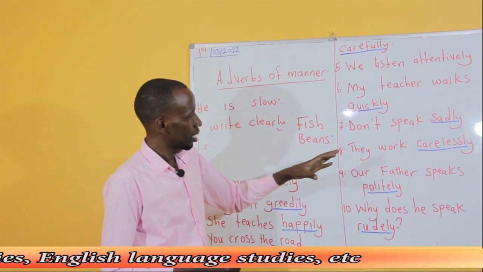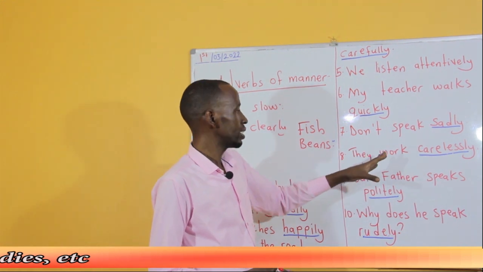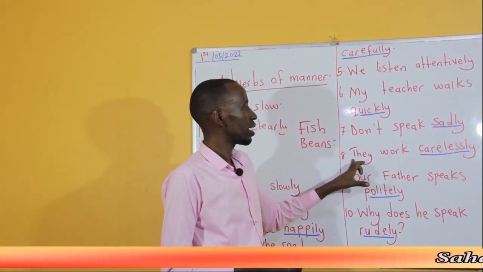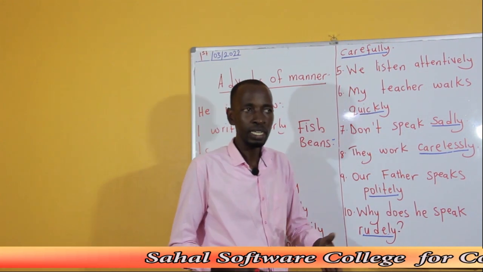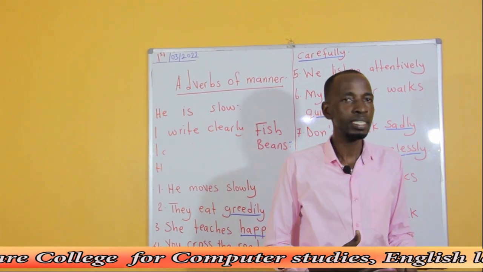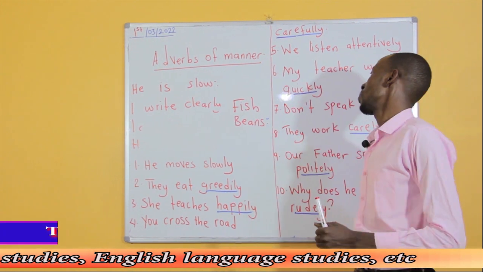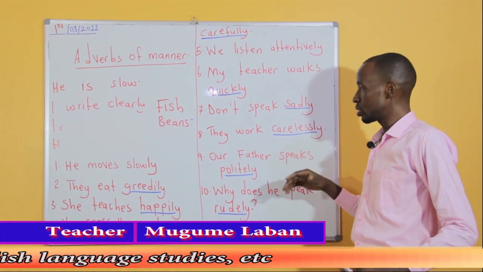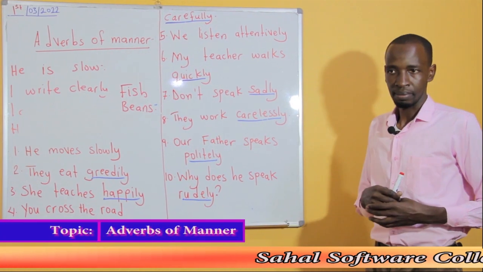Then, of course, number 7, sadly, I know you know that. Then number 8, carelessly is the opposite of carefully. If I say you cross the road carelessly, if I say you drive your car carelessly, it means anytime you can get an accident. Why? Because you drive your car carelessly.